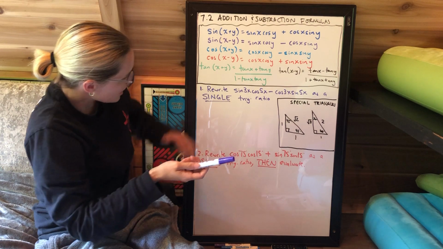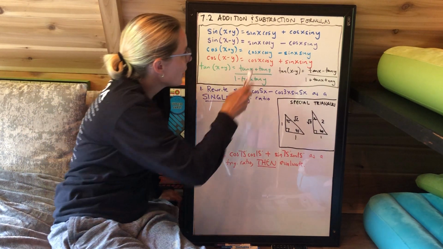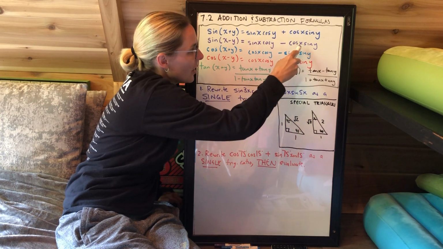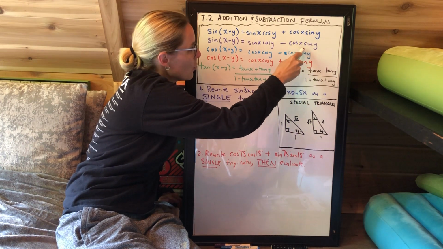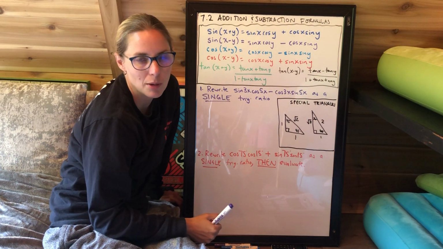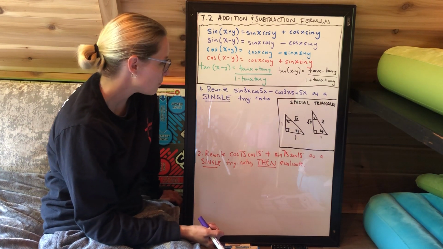I personally did this in purple, so look at the purple one. A sine and a cos together, a subtraction, and then a cos and a sine. So we know it's going to come back to equal sine of x minus y. The question is, what is our x and what is our y?